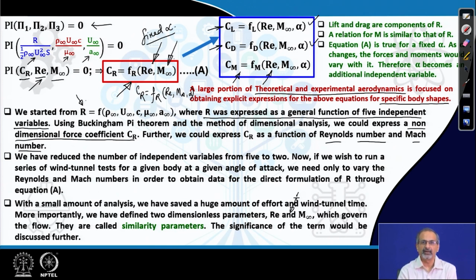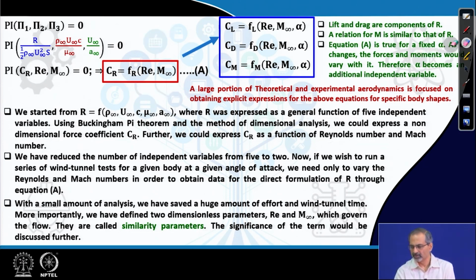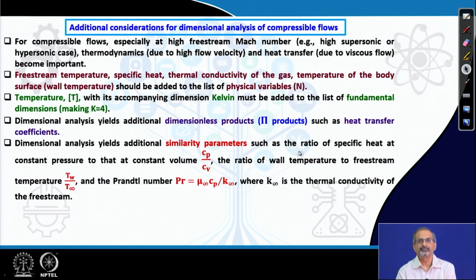We thereby learned the dimensional analysis approach of deriving such dimensionless parameters, and they are very important parameters which govern the flow. They are called similarity parameters. The significance of the term will be discussed further in an upcoming lecture again. There are different kinds of similarity as well, which we will discuss.